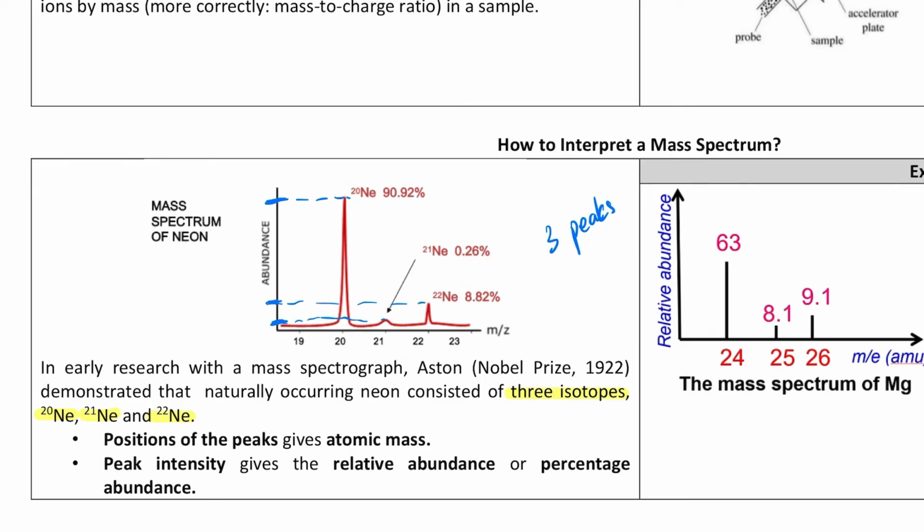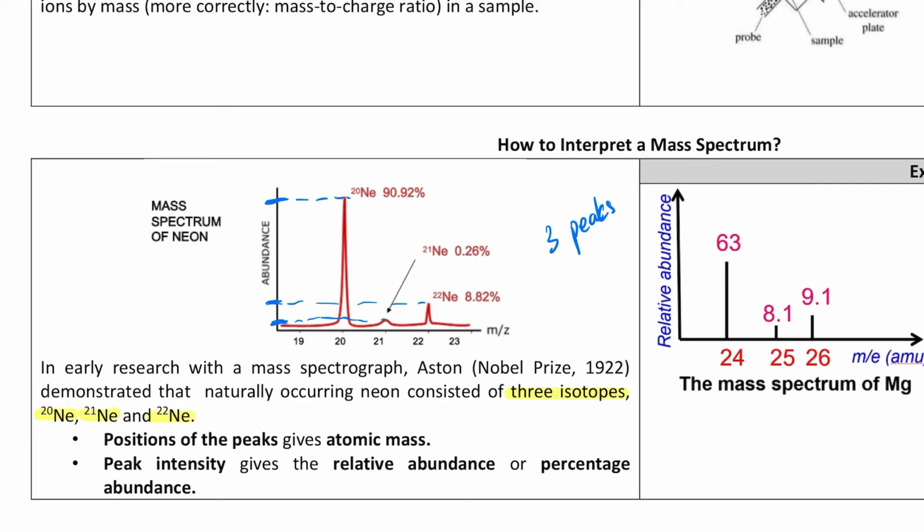Kiranya dalam dunia ni neon mana, isotop mana yang paling banyak wujud? So tengoklah, yang paling banyak wujud adalah neon 20. Yang paling sikit wujud adalah neon 21. Okay, so abundance here can be in terms of percentage or relative. Relative maksudnya dia number perpuluhan sahajalah, dia bukan percentage. Okay, so hopefully you can understand.